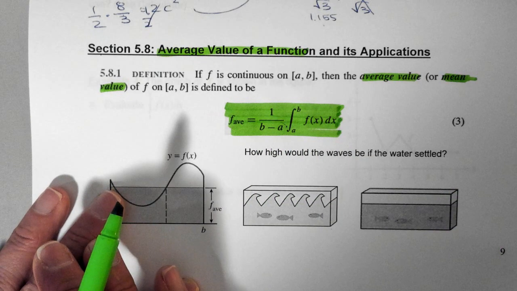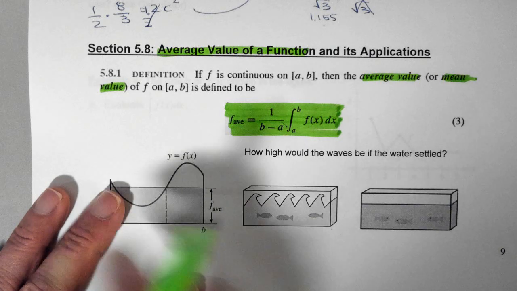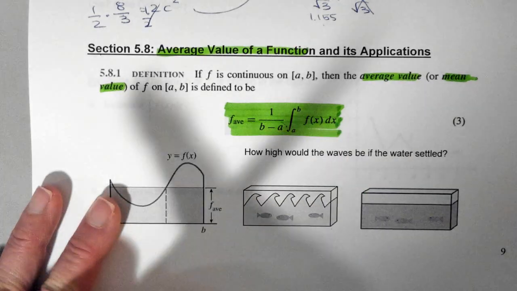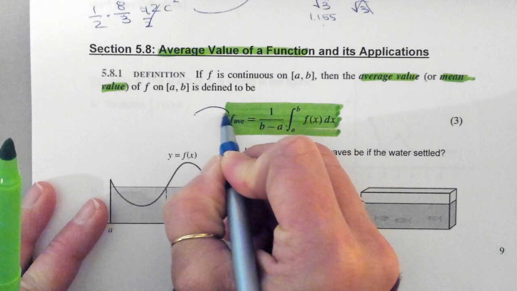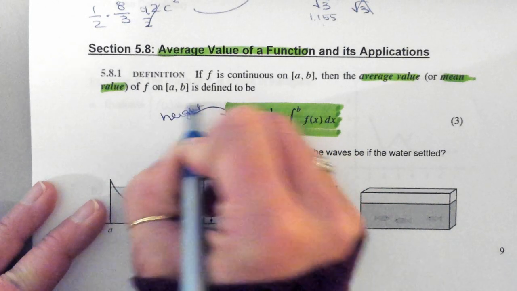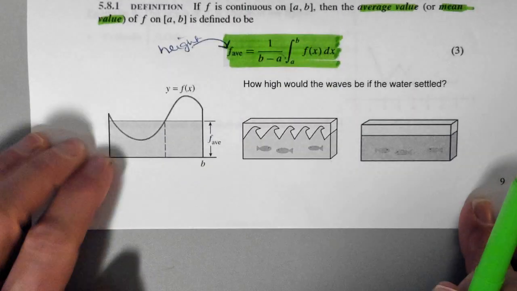All I did was move the width over, I'm solving for the height. That's what the average value is. It is the height. This is what we're solving for. So if I ask you for the average value, I'm asking you to solve for the height. So all of these are the same.